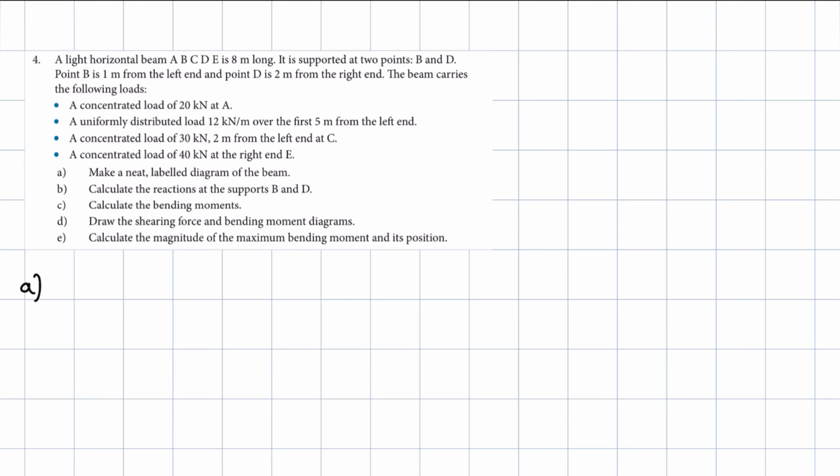Today we'll be looking at a problem based on beams for Engineering Science N4. The problem reads as follows. A light horizontal beam ABCDE is 8 meters long. It is supported at two points, B and D. Point B is 1 meter from the left end and point D is 2 meters from the right end. The beam carries the following loads. Now, if you look at question A, make a neat labeled sketch of the beam.